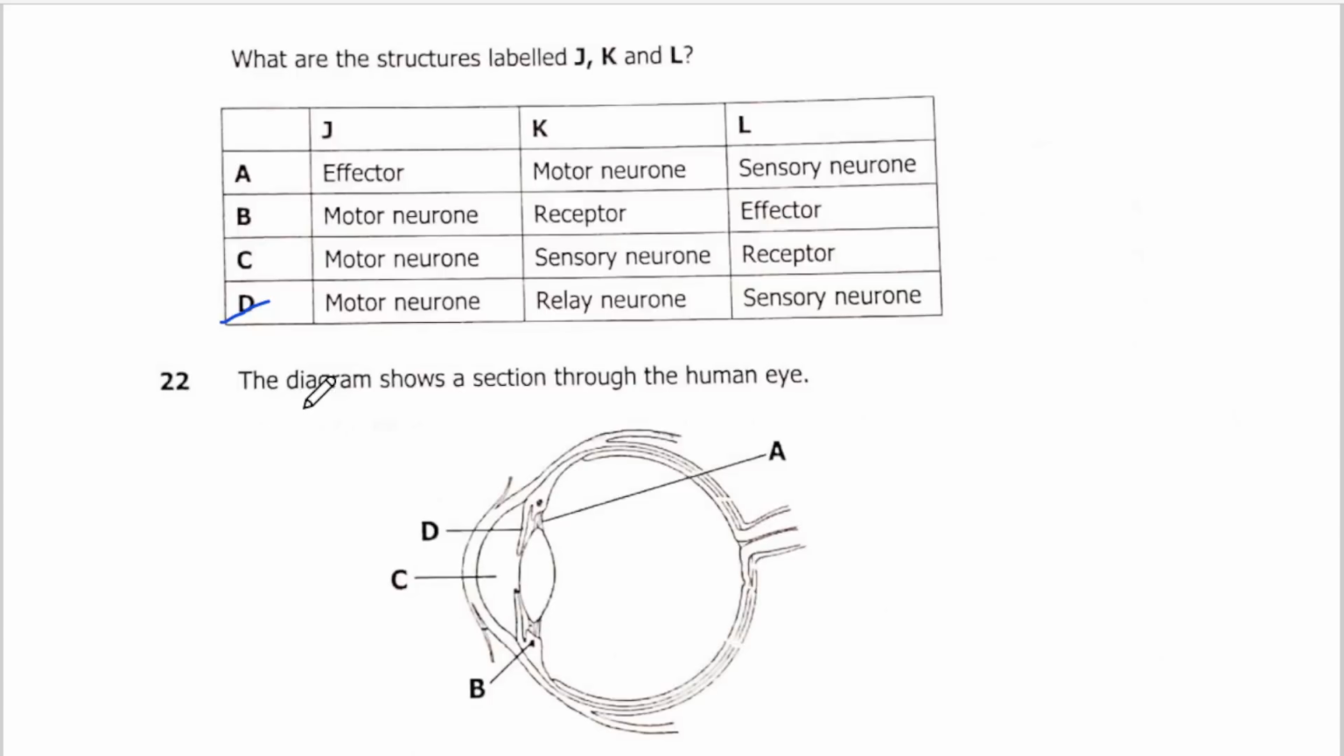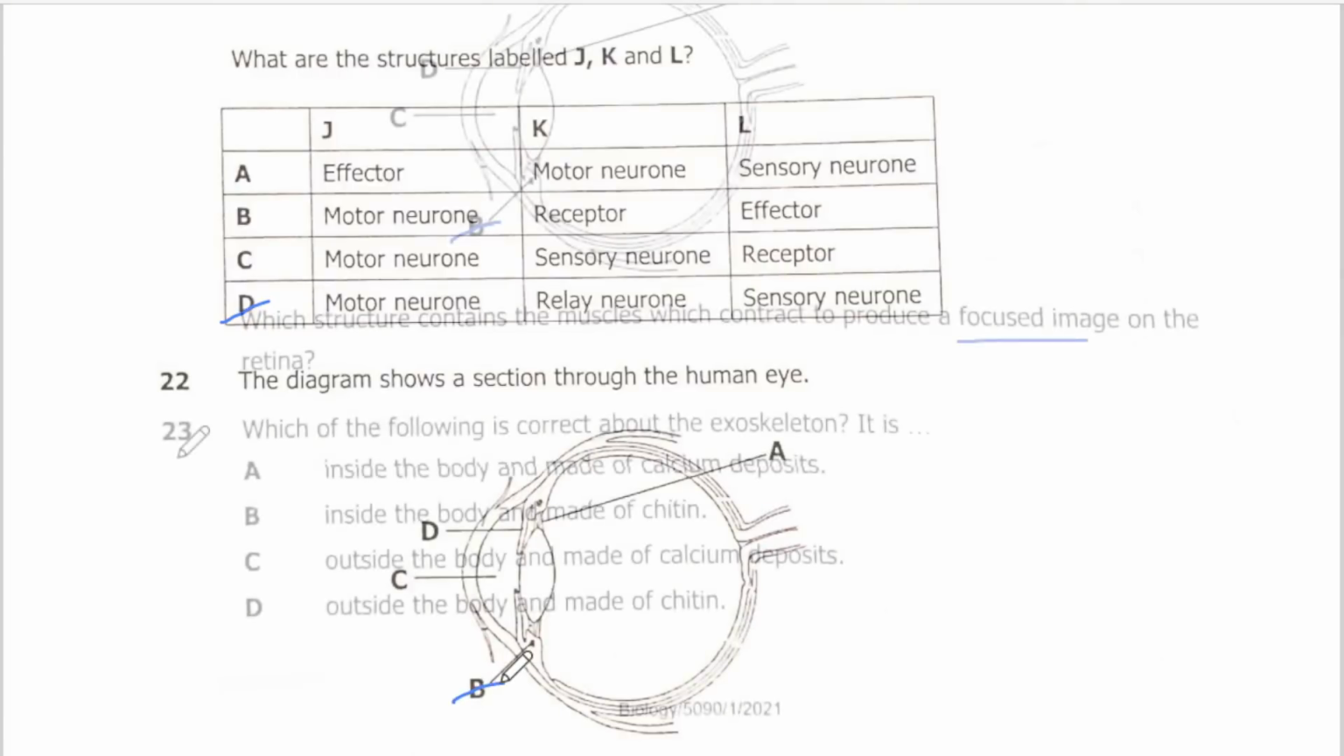22. The diagram shows a section through the human eye. Which structure contains the muscle which contracts to produce a focused image on the retina? When we are focusing the image, this is known as accommodation, and accommodation is done by the ciliary muscle, which is found in the ciliary body. So the correct answer here is B.